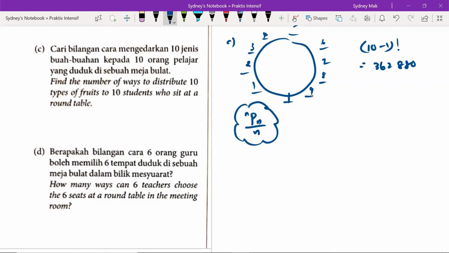Okay, now part D, we have 6 teachers. How many ways can 6 teachers choose the 6 seats at a round table in a meeting room? So 6 minus 1 factorial, which is 5 factorial. So 5 factorial, the answer is 120. Okay, that's it for question number 7.